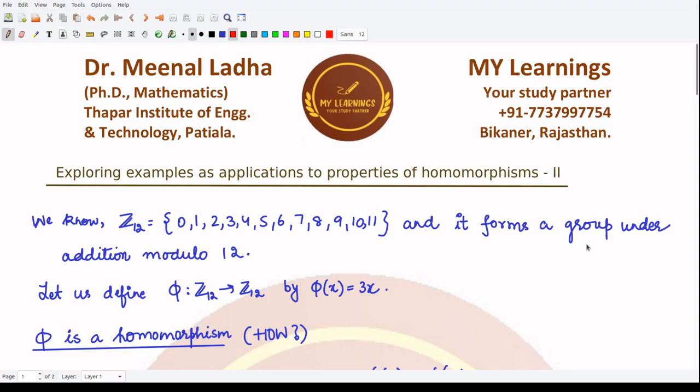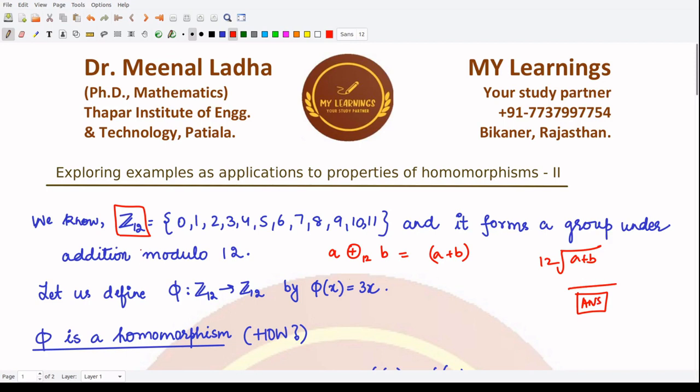In this video, we'll be looking at another example representing the properties of homomorphism. So we remember this group Z12, right? It consists of 12 elements, namely 0 to 11, and it forms a group under addition modulo 12. How is the operation performed? If you take any two elements here as A and B, you first add them, and whatever this sum is, you divide it by 12, and whatever the remainder is, that is your answer. So this is how we solve it.